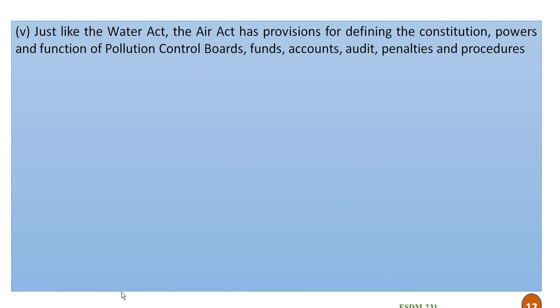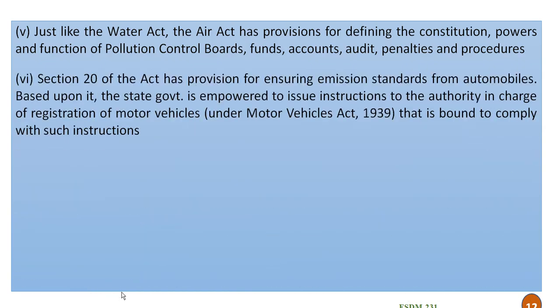Just like the Water Act, this Air Act has provisions defining the constitution, powers and functions of the pollution control boards, funds, accounts and audit, penalties and procedures. Then section 20 of this Act has a provision for ensuring emission standards from automobiles, and based upon it, the state government is empowered to issue instructions to the authority in charge of registration of motor vehicles under the Motor Vehicles Act 1939, which is bound to comply with such instructions. So section 20 gives the state government power to instruct the registration authority so that emission standards must be fulfilled by automobiles.